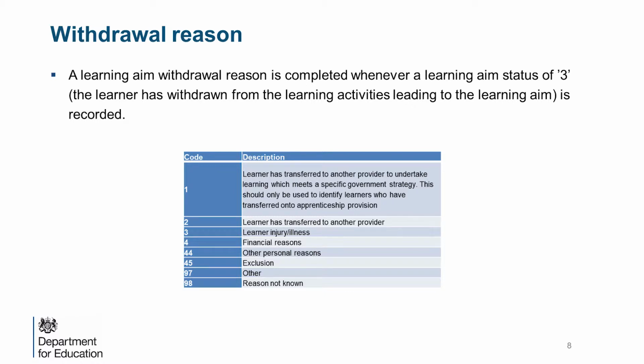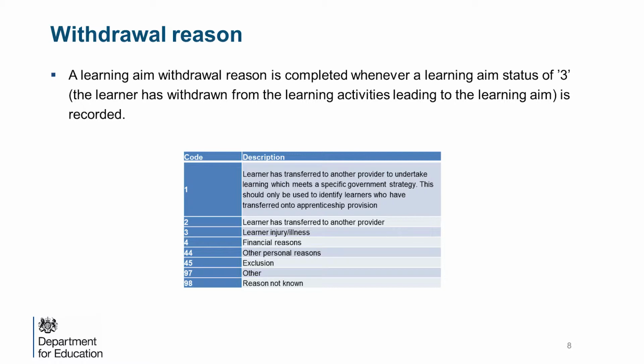A learning aim withdrawal reason should be recorded on the census if the student has withdrawn from the learning activities leading to the qualification following the 6-week qualifying period. The reason which most closely matches the reason for the student leaving the course is selected from the list of options. If more than one reason applies, the one which is considered to be the main driver for the withdrawal is selected. Unless the student has withdrawn from the learning aim prior to census day, the learning aim withdrawal reason is left blank.